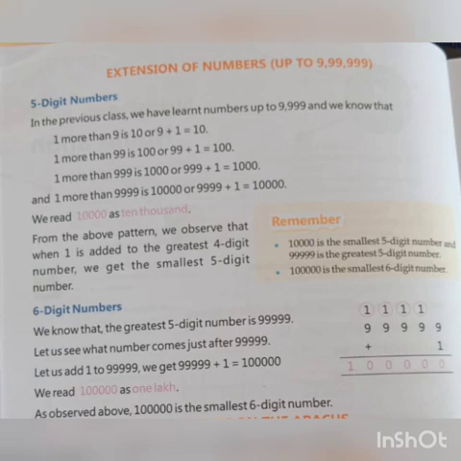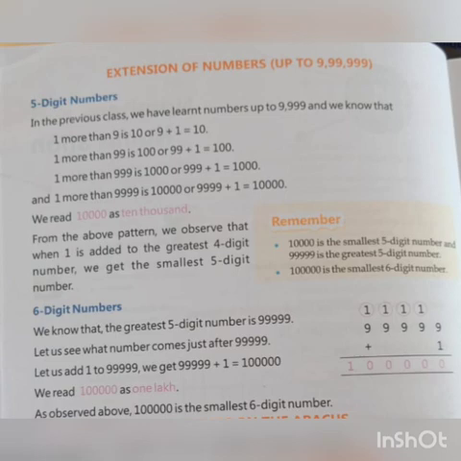In the previous class, in your third grade, we learned numbers up to 9,999, the greatest 4-digit number. Here, 1 more than 9 means you add 1 to 9 and you get 10. Actually, 9 is our greatest 1-digit number. If you add 1 to 9, you get 10, which is your smallest 2-digit number.